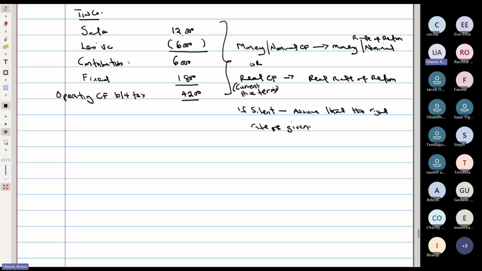But if the question tells me that the cash flow is real cash flow or current price term, then I must use the real rate of return to discount it. And if the question tells me that the cash flow is money or nominal, then I must use the money or nominal rate of return to discount it. If the question is silent, I use the values that I'm given without making any adjustment to them. So before we go further, let's go back to our question and see if it tells us the type of cash flow and the type of rate of return we are given. And then we'll do what we're meant to do.